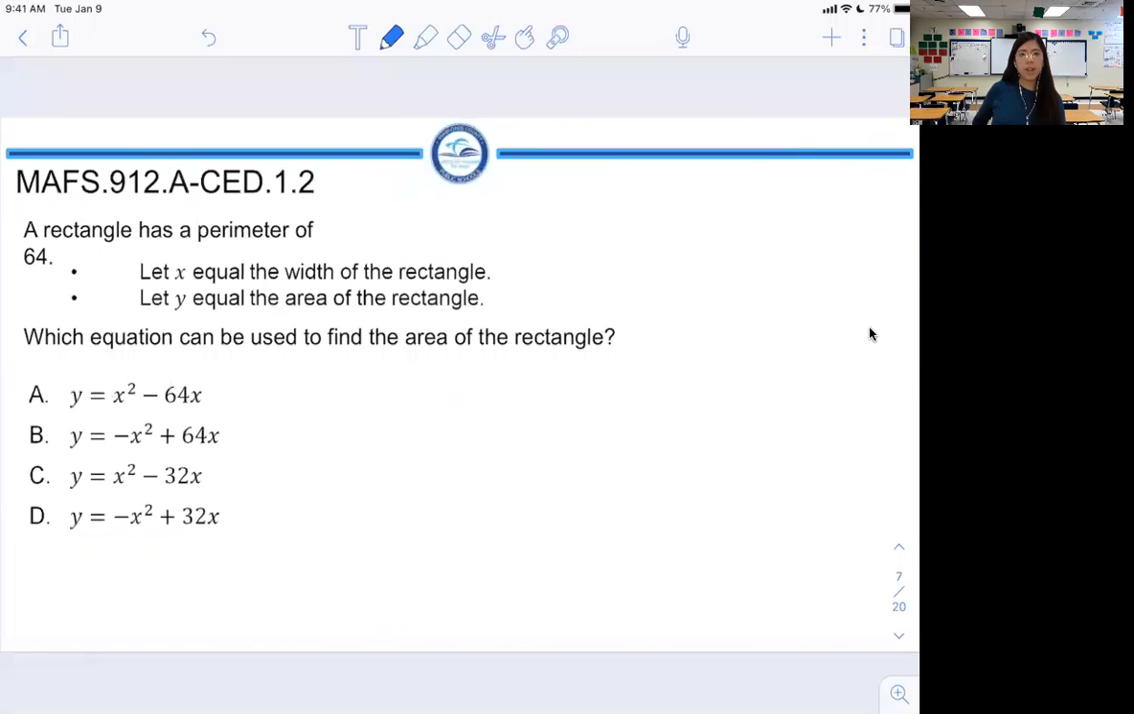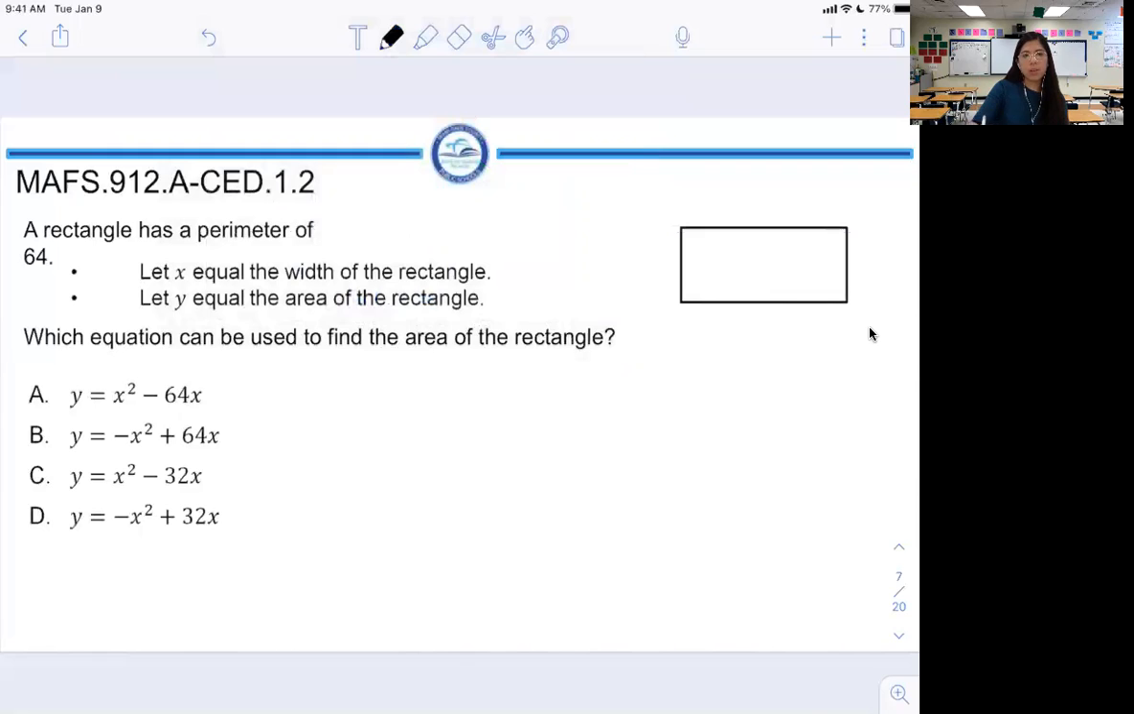Here we go. A rectangle has a perimeter of 64. Let x equal the width of the rectangle. Let y equal the area of the rectangle. Interesting. Which equation can be used to find the area of the rectangle? So I'm talking about a rectangle. I don't see a rectangle. I'm going to draw a rectangle. Always draw it out so that you can visualize it.